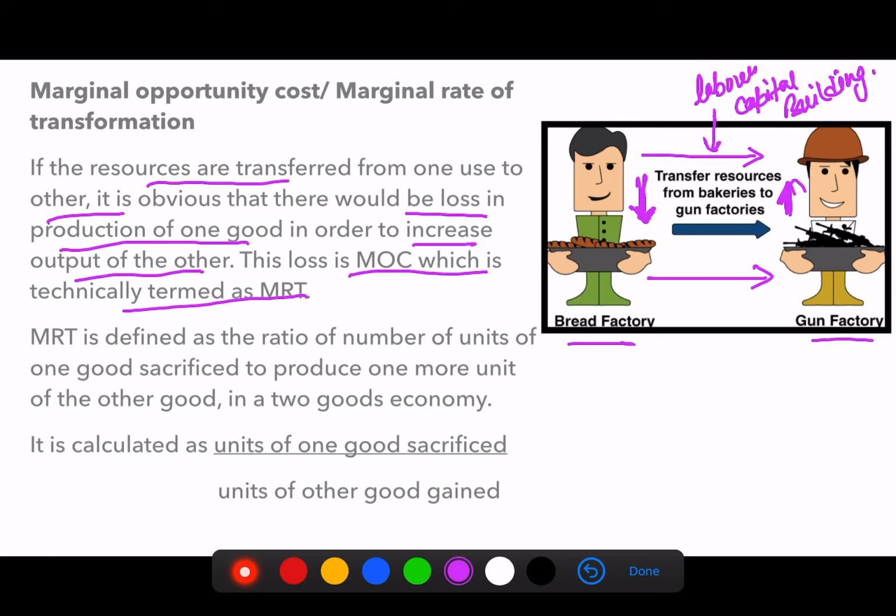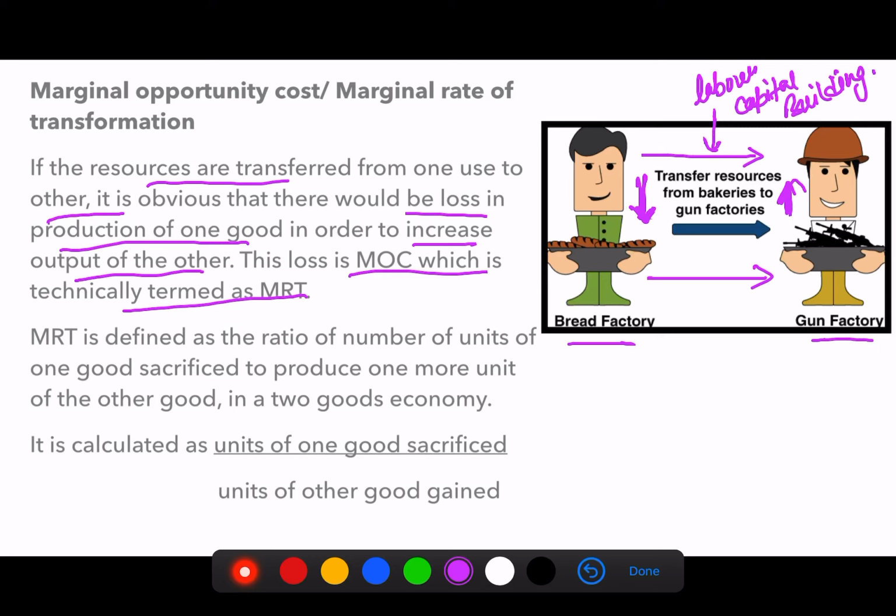All right, now MRT is defined as the ratio of the number of units sacrificed. Actually, MRT tells us the number of units which we are sacrificing to produce one more unit of another commodity in a two goods economy. Two goods economy means we have assumed that we are producing only two goods, not three or four. If we take three, four or five goods, then it will be very confusing. To make it understood in a very easy way, we have taken it as a two goods economy.